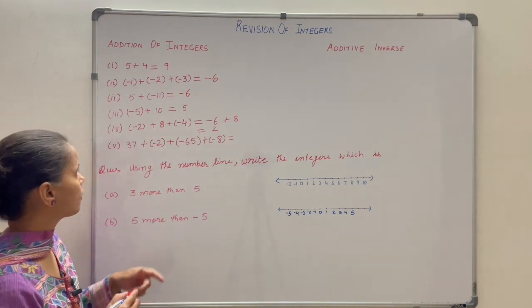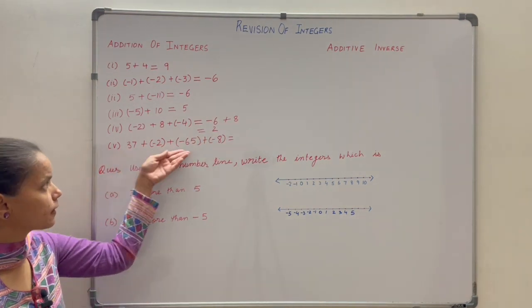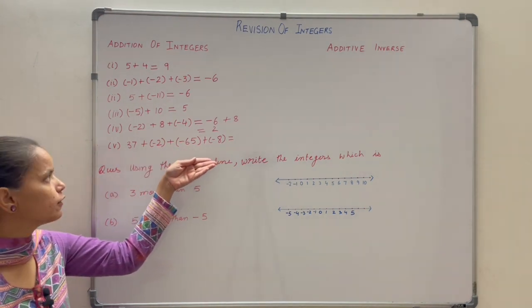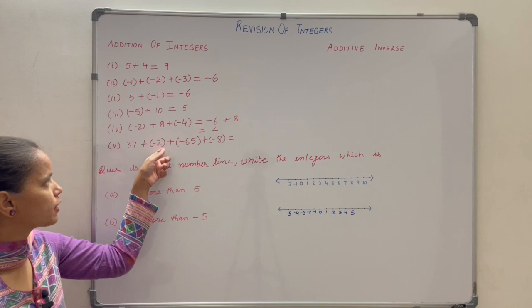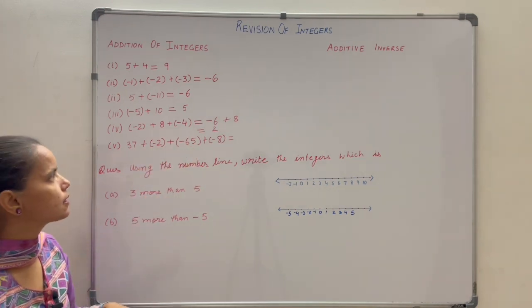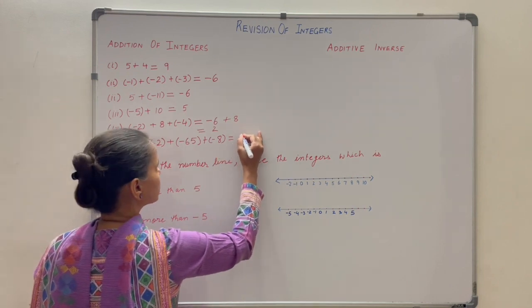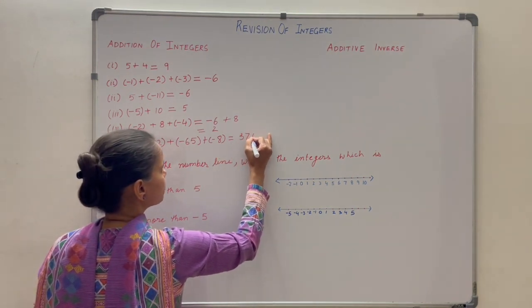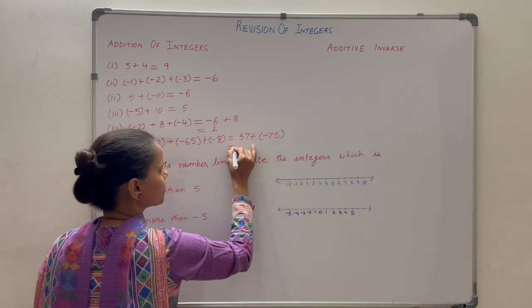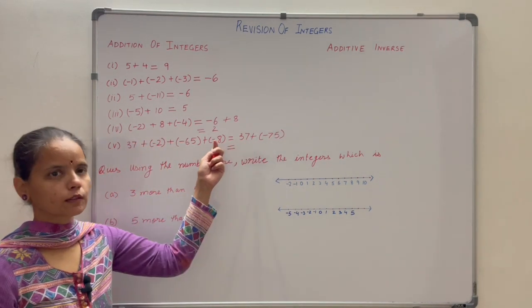positive. Now let us do this question. Here there are three negative integers. So first let us add all the negative integers. So minus 8 minus 2 is minus 10, and minus 65 is minus 75. So 37 plus minus 75. So here you need to find out the difference.